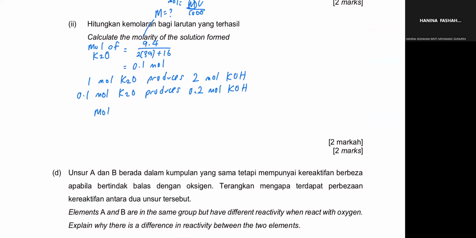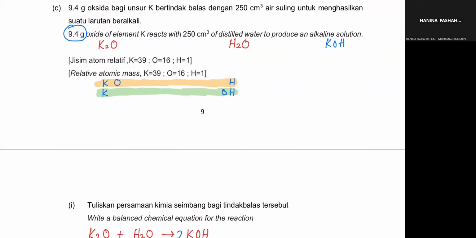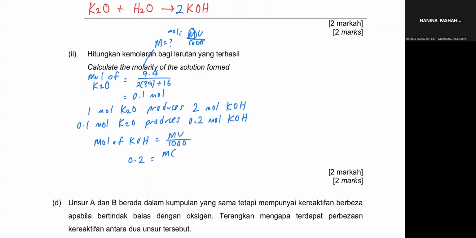So mole of KOH basically equals MV over 1000. Mole of KOH is 0.2. M is the one you want to calculate. The volume is given already, 250 cm cube, over 1000. So 0.25, then 0.2 divided by 0.25 equals M, actually 0.8 mole dm cube molarity.